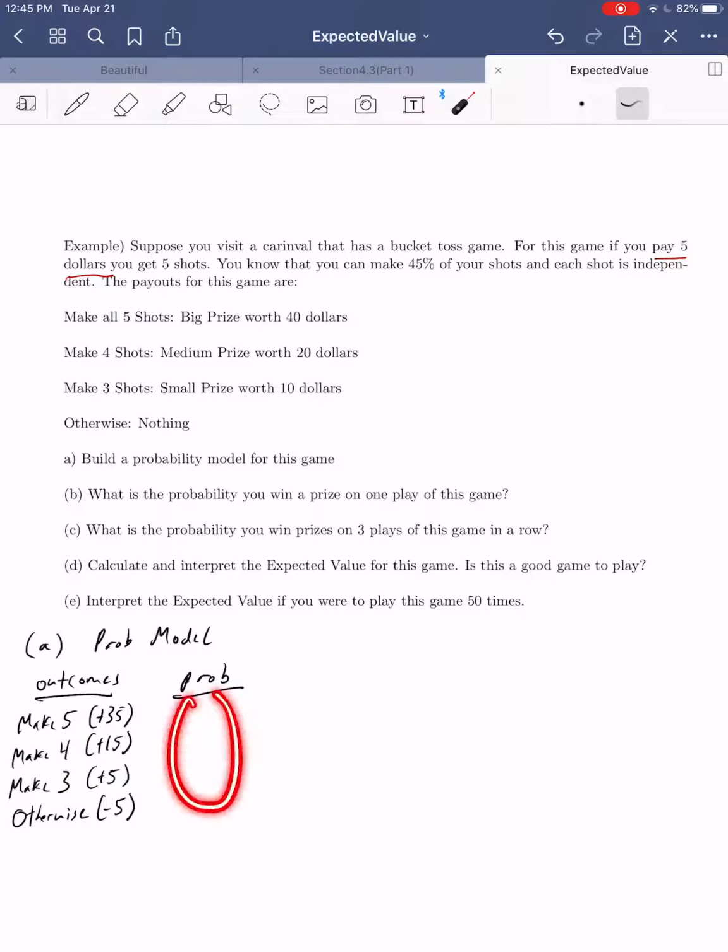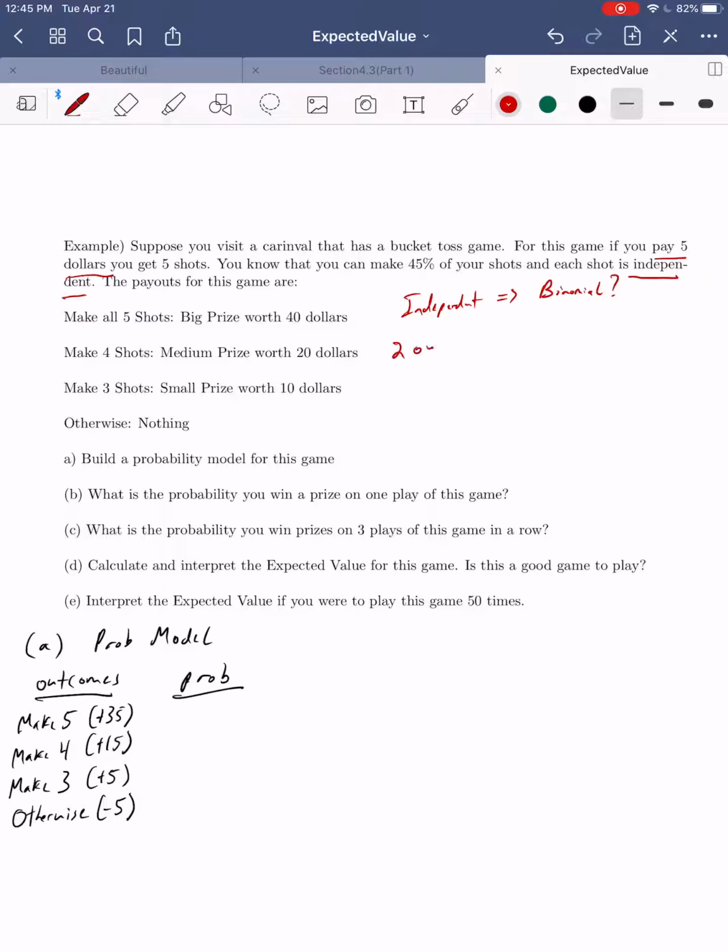Okay, what about these probabilities here? Well, to do these probabilities, we want to call our attention to something else very important. We have this word independent here. We know independent was our tip-off for thinking about whether or not things were binomial. So let's do a quick check. What do you need for binomial? You need 2 outcomes. Well, there are definitely 2 outcomes here. Every time you take one of those shots, you either make or you miss. We know that it's independent.